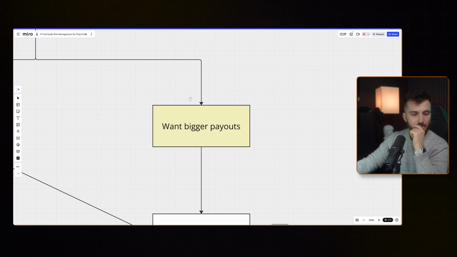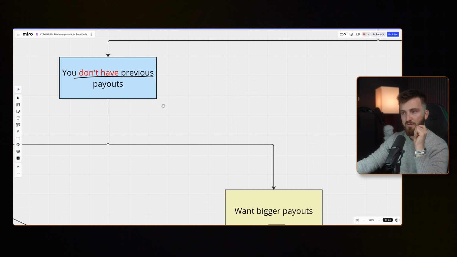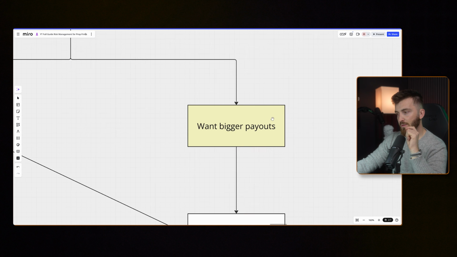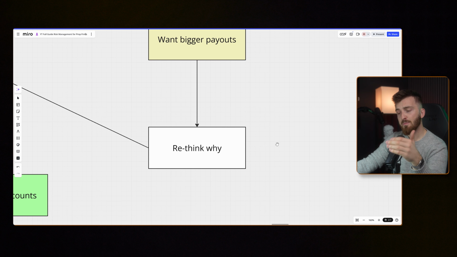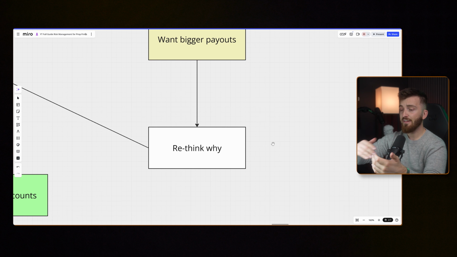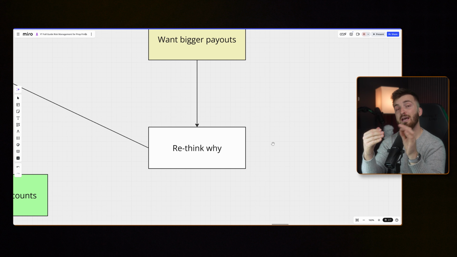Let me tell you one thing. If you are now funded and you don't have previous payouts and you want a big payout, I want you to ask yourself why. Because a lot of people come into these prop firm challenges and they just want payout. They forget that this game is rigged for them to lose. If you don't have an edge and you don't know what risk management you are going to use, you are going to lose, right? So this is rigged in a way that will make you lose in the long term.